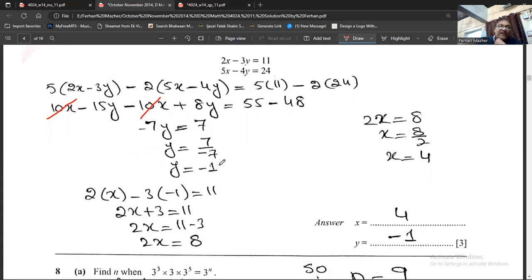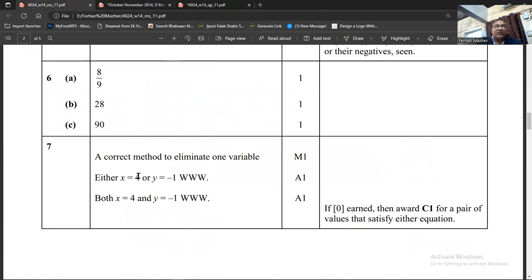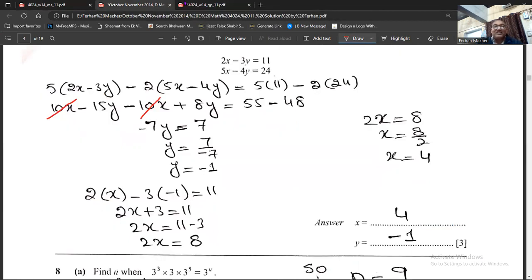Now substitute y equals minus 1 in the first equation. So you will have 2x minus 3 into minus 1 equals 11. So this will be 2x plus 3 equals 11. Minus minus is plus. So 2x will be equal to 11 minus 3, and 2x will be equal to 8, and x will be equal to 8 by 2, so x will be equal to 4. So the value of y is minus 1, the value of x is 4. 4 and minus 1. So our answer is right. This is the solution. You can pause the video.